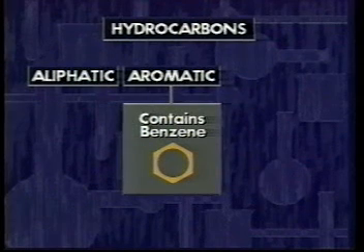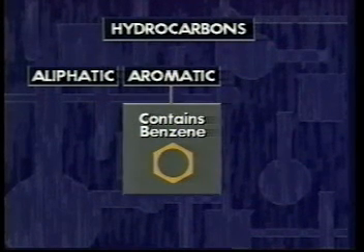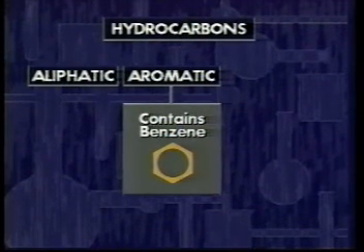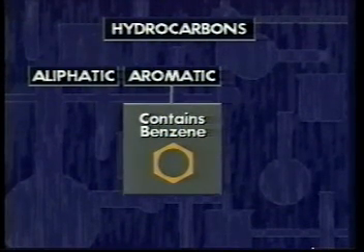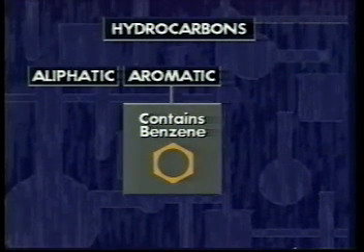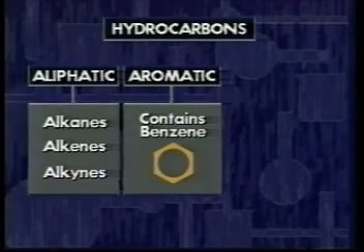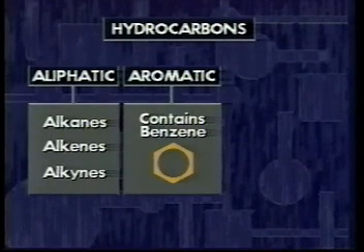Aromatic hydrocarbons are ring compounds containing the benzene ring, which has a unique bonding structure. Aliphatic hydrocarbons are usually chain compounds that do not contain the benzene ring. They fall into 3 groups: alkanes with single bonds, alkenes with double bonds, and alkynes with triple bonds.